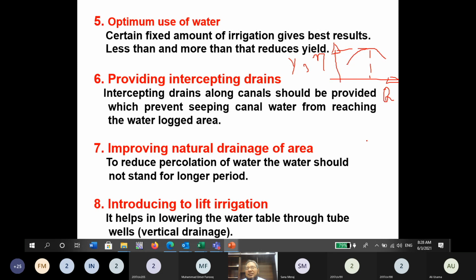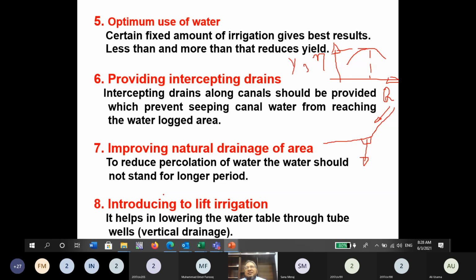As we discussed, if there is a hilly area and then there is a flat land, it is better to provide an intercepting drain here. Whatever runoff comes will flow to this intercepting drain and will not affect the level land. So it's a better drainage basically. Number 7, improving natural drainage of the area. To reduce percolation of water, the water should not stand for a longer period. So the natural drainage should be such that the water moves. And introducing lift irrigation.